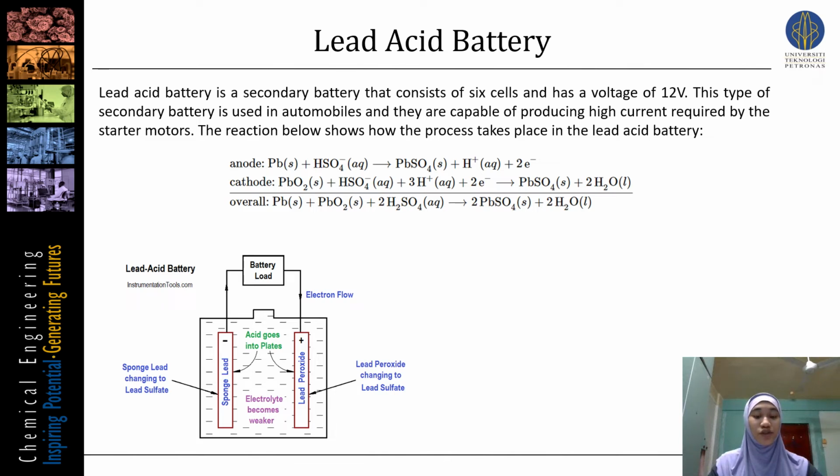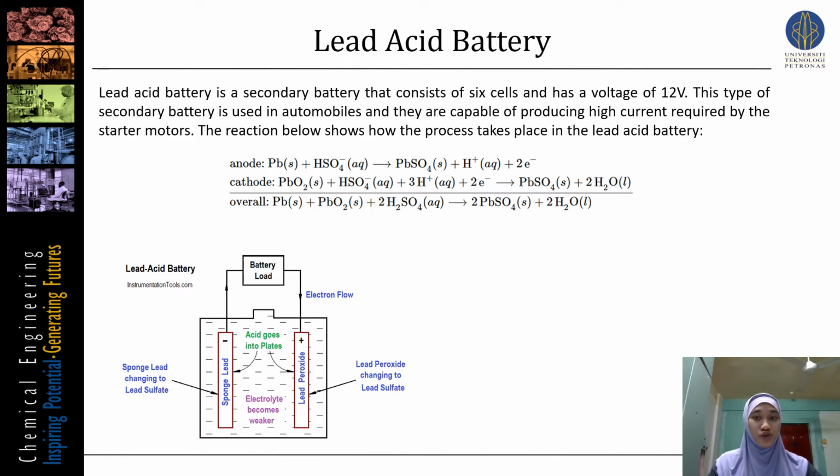The lead-acid battery is a secondary battery that consists of 6 cells and has a voltage of 12 volts. This type of secondary battery is used in automobiles, and they are capable of producing high current required by the starter motors. The reaction below shows how the process takes place in the lead-acid battery.